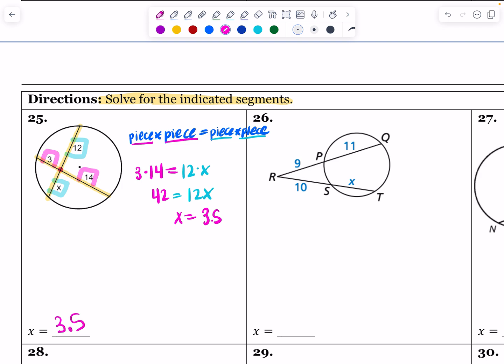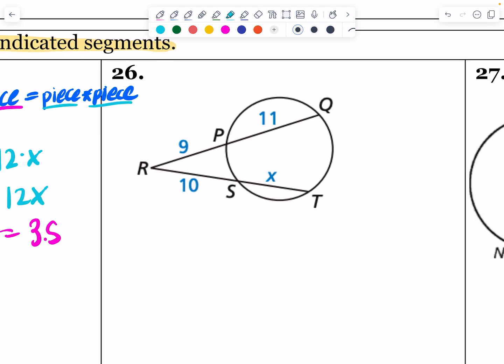Again, we pay attention to where those chords are intersecting on that circle. Okay, so what do we know about this next piece? We've got a secant intersecting a secant on the outside of the circle. Since they intersect on the outside, we learned a theorem that says the outside times the whole thing is going to be equal to the outside times the whole. So outside times whole equals outside times whole.